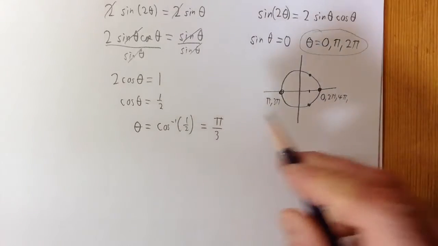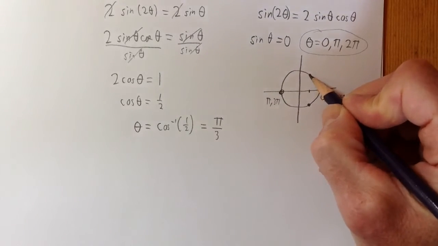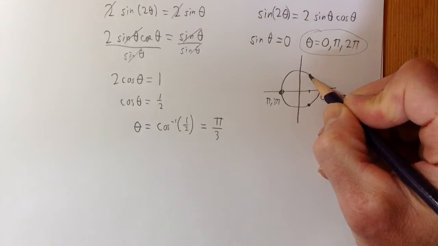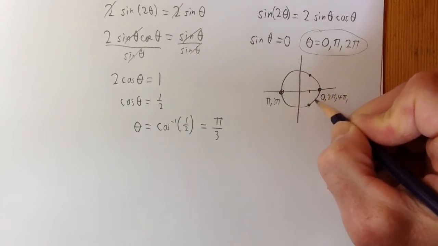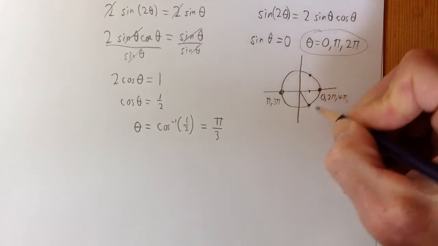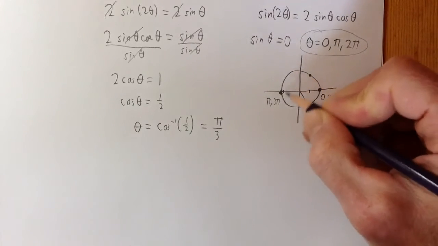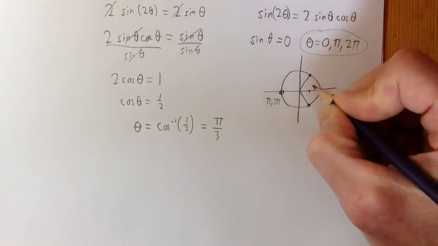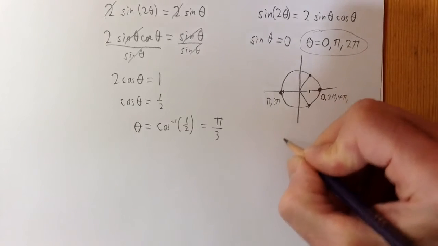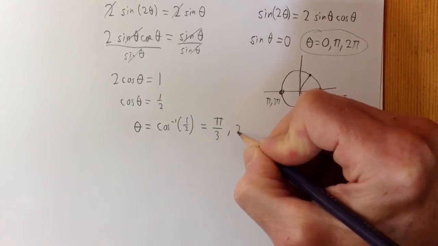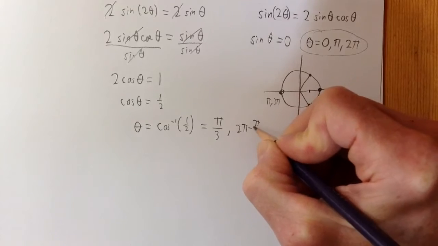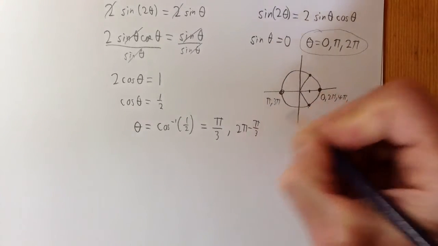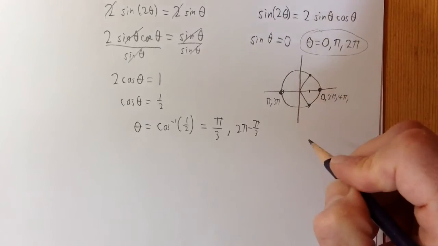Now, your calculator only spits out one number. We know there's two. It's right here and right here. If this is pi over 3, this is 2 pi minus pi over 3, so we go all the way around the circle to 2 pi, minus pi over 3. That's why it really helps to draw the unit circle. I do it every single time. It's not that hard to draw it and figure this out.